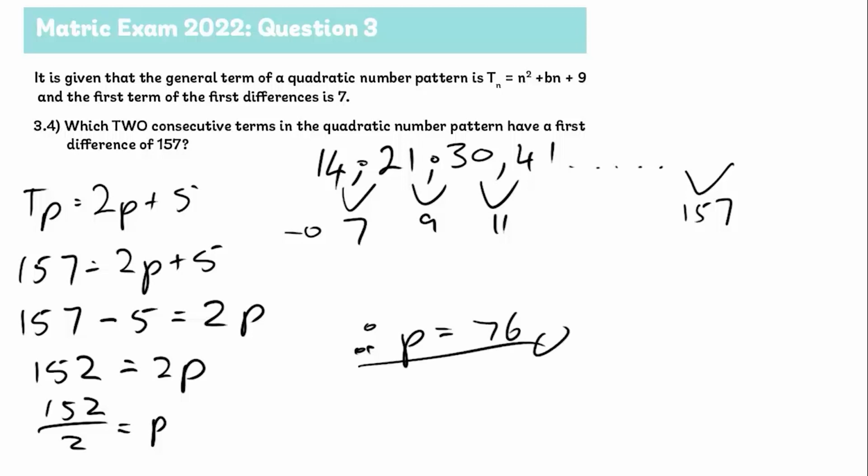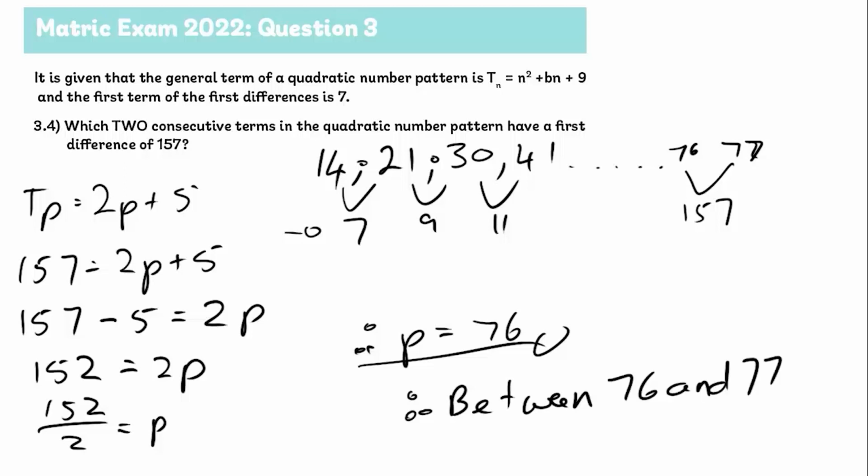So the first term will be 76. The second term will be 77. Maybe what we can say is therefore between 76 and 77, because that difference will then equal 157.